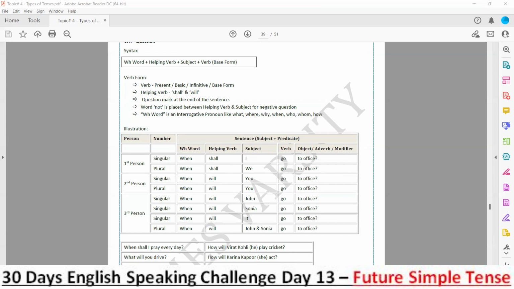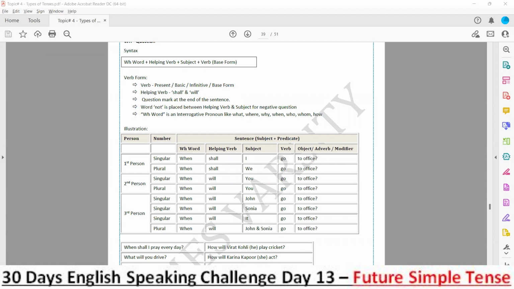When shall I go to office? कब मैं ऑफिस जाऊंगा? Perfect. Next. When shall we go to office? कब हम ऑफिस जाएंगे? When you translate in Hindi or Urdu, you can say आप कब ऑफिस जाओगे? So first sentence, मैं कब ऑफिस जाऊंगा, हम कब ऑफिस जाएंगे. This is how we translate in Hindi or Urdu.